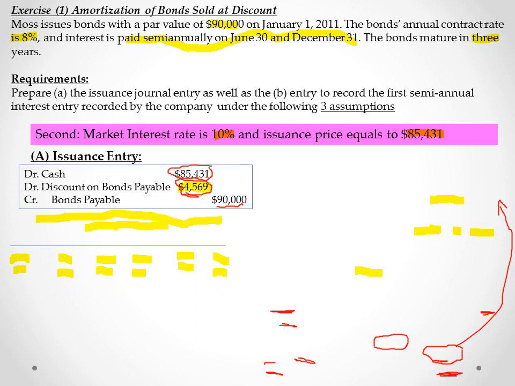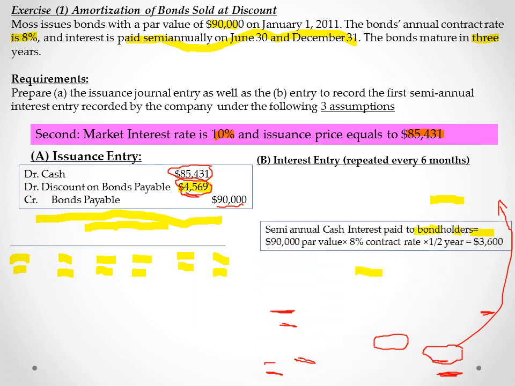So investors will buy bonds at 85,431, and after 3 years, at the maturity date, they will receive the par value, the 90,000. This will motivate investors to buy this bond. So now we need to record the issuance entry. The company will be liable for 90,000, the par value, so it will credit bonds payable by the par value, 90,000. Always remember that we record bonds payable at the par value. Then the company will record the cash received. The cash received corresponds to the issuance price, or the selling price. The selling price here is 85,431.